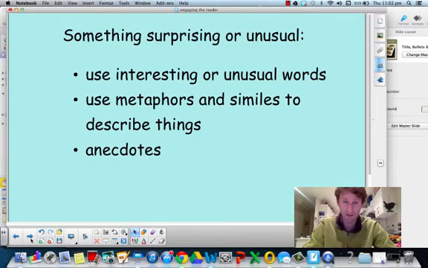Another way is, of course, including something surprising or unusual in your writing. And here are 3 suggestions for you on the screen. Firstly, you can use interesting or unusual words or language in your text. Second thing, if you know about these things, you can use metaphors and similes when you're describing things. Okay, I'm not going to go through now what those are, but if you know, you can use them, and if not, you might want to look them up later and find out what they are.